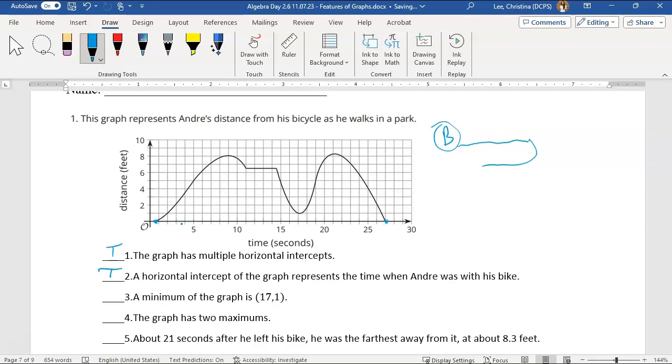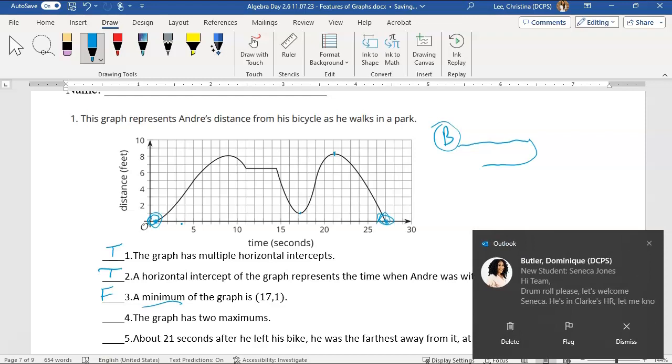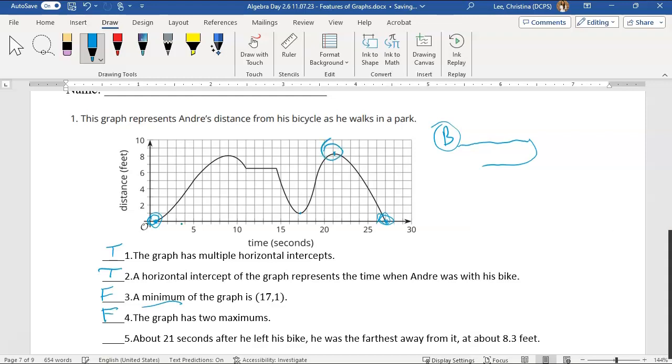A minimum of the graph is 17,1. The lowest point on the graph is actually at these horizontal intercepts. 17,1 would be about here, and that is a dip in the graph, but it is not the minimum because these points here on the x-axis are lower, so this is false. The graph has 2 maximums. Here we have a maximum here. That appears to be higher than this peak right here. And so this only really has one maximum, which is right there.